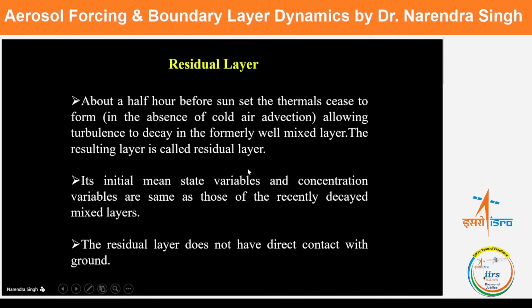Then the residual layer. These are some salient features of the residual layer. As I just mentioned, when the thermals cease to form and turbulence also decays, this well mixed layer gets converted into the residual layer in the night time or after the evening hours. So again, this is the same thing which I've just mentioned. And the residual layer does not have direct contact with the ground.